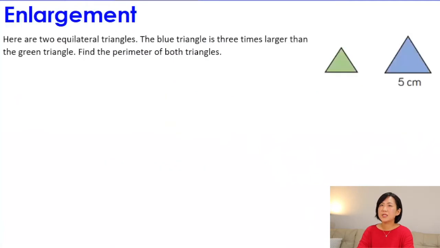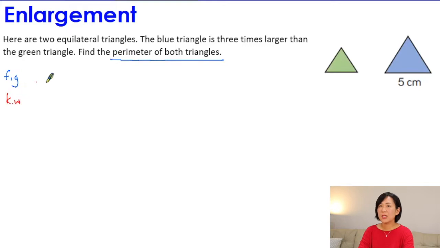The first topic is enlargement. Here are two equilateral triangles. The blue triangle is 3 times larger than the green triangle. Find the perimeter of both triangles. So in this question, you can see 2 triangles, right? So let's think about our final goal. Our final goal is finding the perimeter of both triangles.